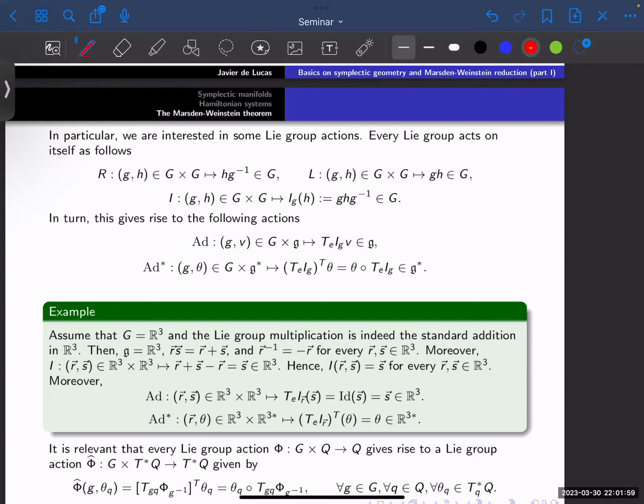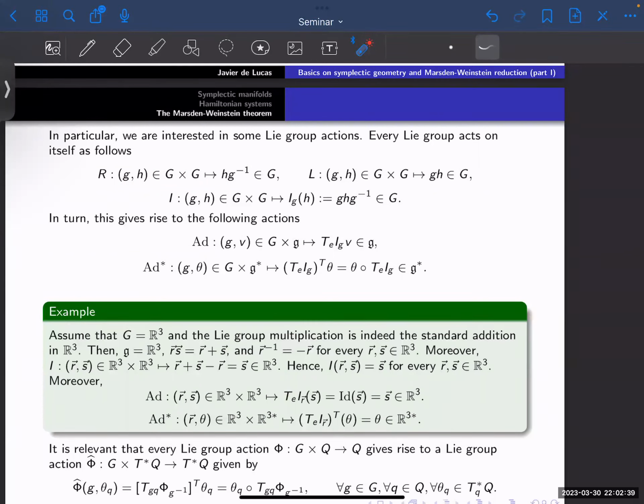So when you have a Lie group, you can define an action of the group on itself on the right. What does it mean? Given a pair of elements g and h, we have an action on the manifold G, on the Lie group. And how is it done? Given a pair of elements g and h, the action of g on h is just to multiply h by g inverse on the right side. It can be proved that this is a certain action of G acting on G.